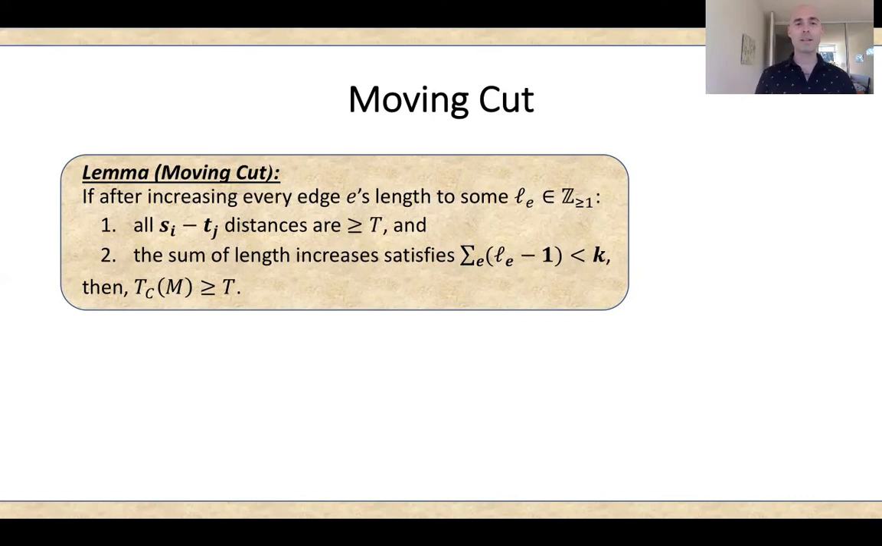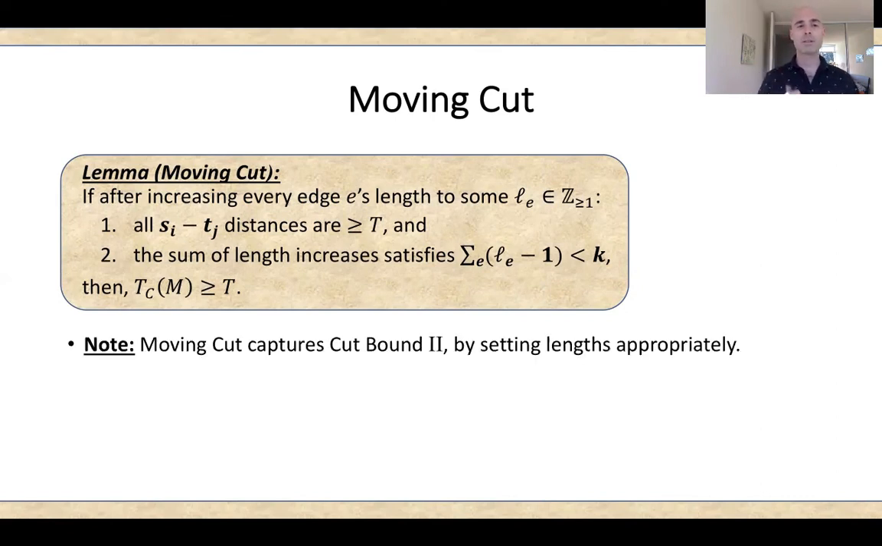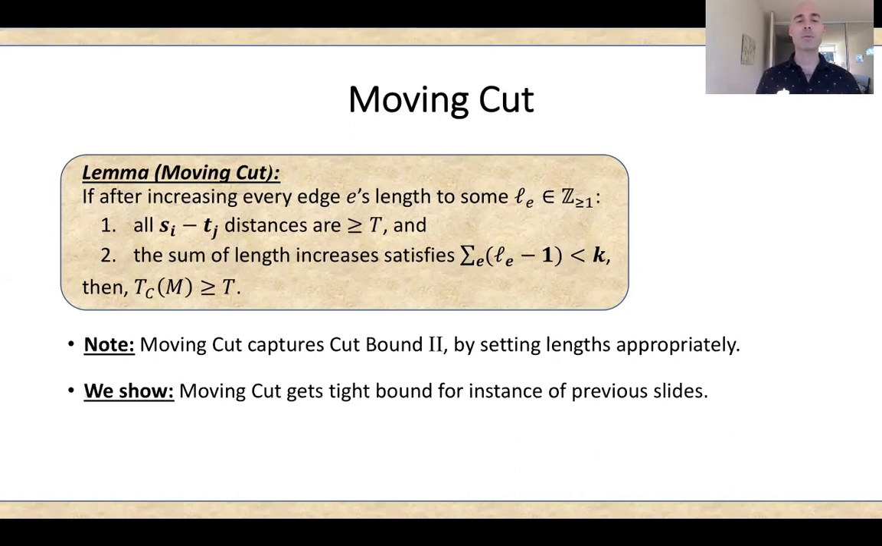So I'll prove this in the next slide, but let me just point out a few small things. First, this cut captures the previous 2 bounds, if we set the lengths appropriately. And in addition, this actually gets the right bound for the instance of the previous slide. Even better, it gets the right bound across the board, ignoring polylog terms. Great, so we're almost there, so let's see why this bound is true.